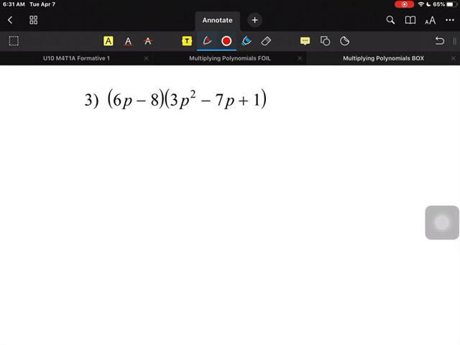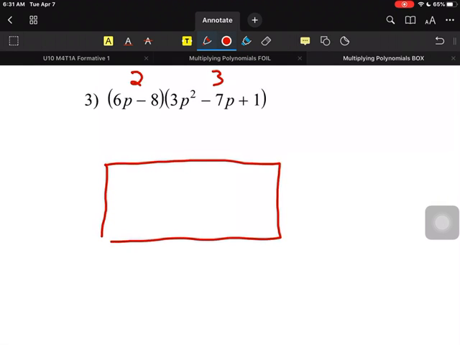All right. First of all, with the box method, you've got to figure out how many terms you have in each set of parentheses. So here we have 2 terms here and 3 terms here. So I need to make a box with 3 columns going down and 2 rows, all right? Because if you watch the FOIL method video, I have 2 terms and I have 3 terms. If I multiply all of them, I should get 6 terms total at first, okay?